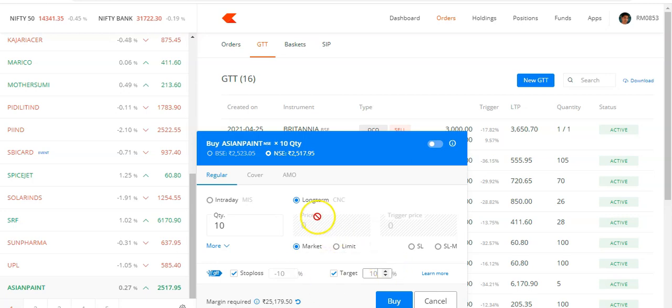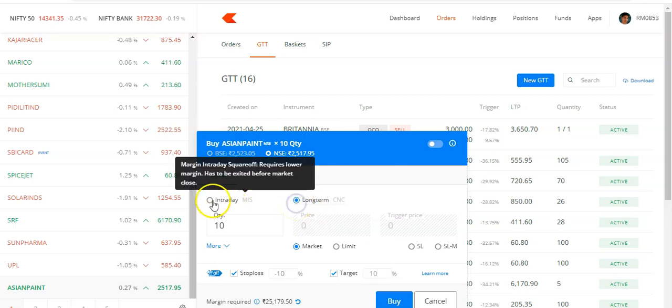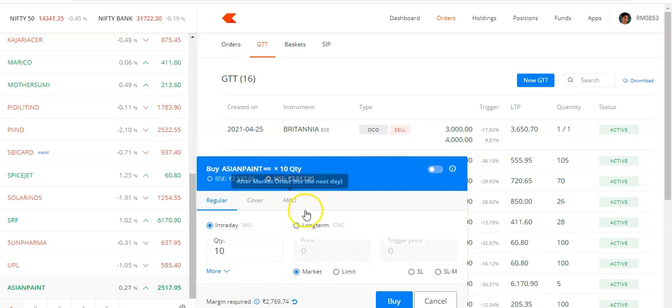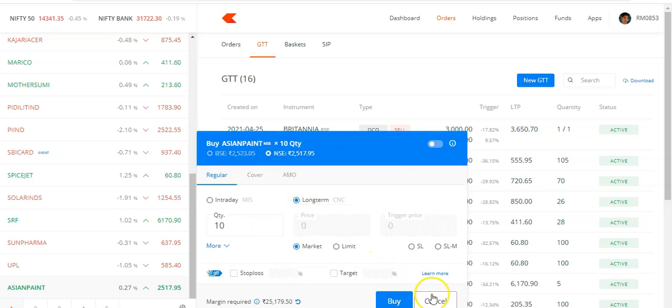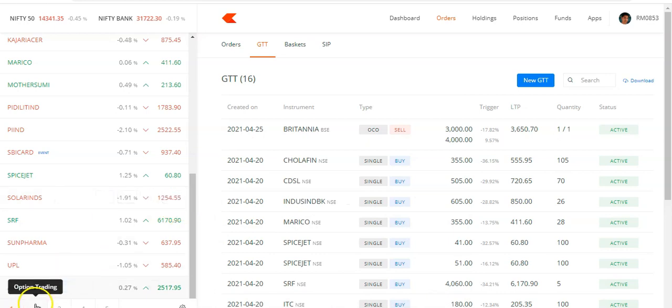This is applicable only for long term. It is like a bracket order for intraday, but this is for long term. If you select intraday, you don't get that option. Only in CNC, you get that option. Okay, so this brings the end of GTT for equity delivery. Now, let us go to F&O.